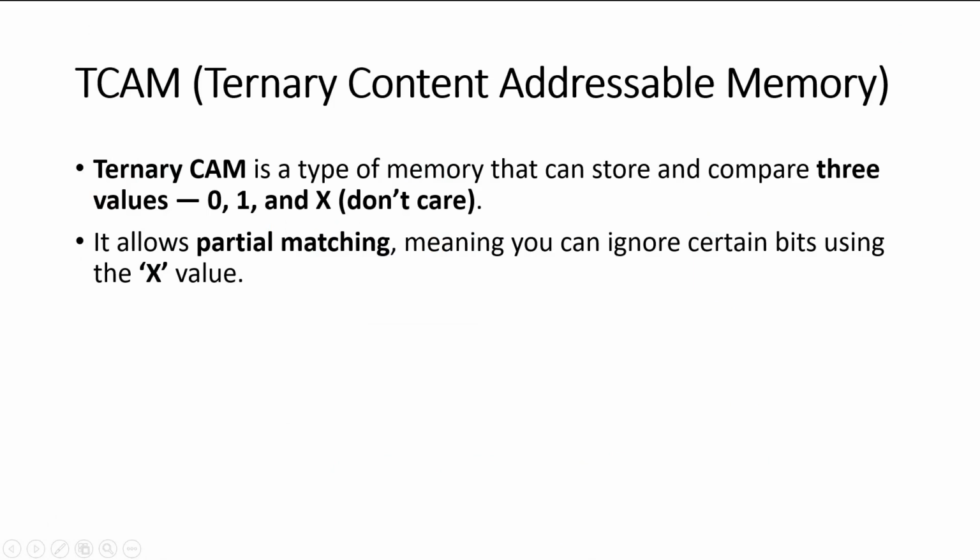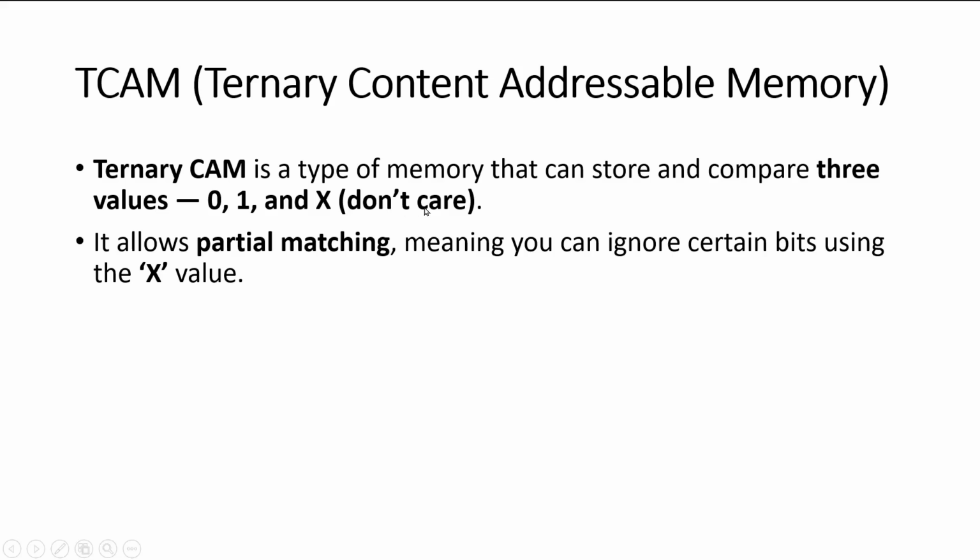Friends, before digging into the pinout of CAM memory, I want to tell you there is another very important type of CAM memory that is called TCAM, Ternary Content Addressable Memory. Ternary CAM is a type of CAM memory that can store and compare three values: 0, 1 and X. X stands for don't care.